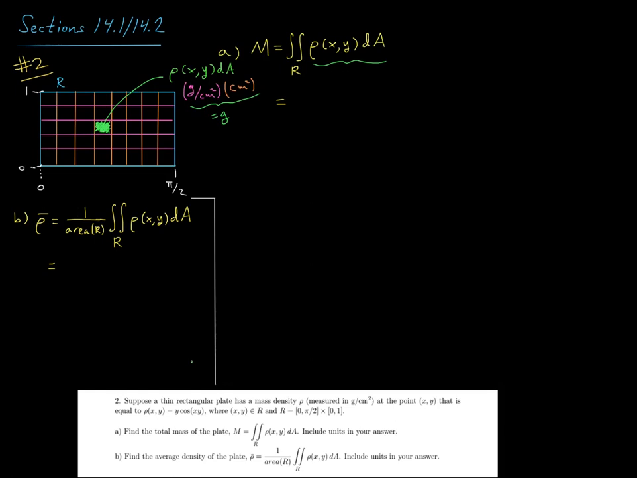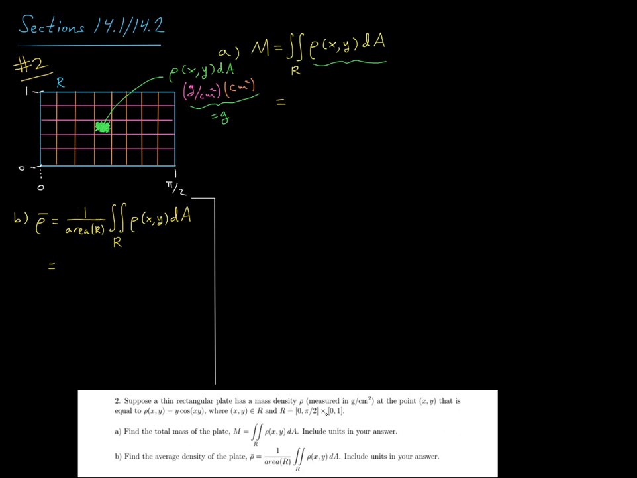All right, in this video, we're going to look at question number 2 that says, suppose a thin rectangular plate has a mass density rho, that's a Greek letter there, measured in grams per square centimeter at the point xy. And this density function rho is equal to y times the cosine of xy, where our point xy can vary through this rectangular region R.